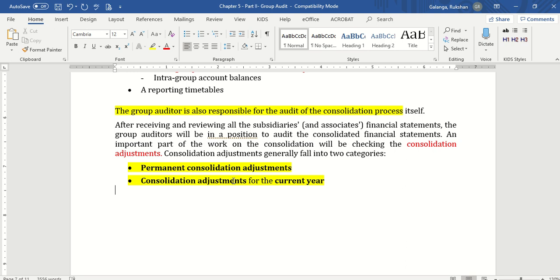Other than that, the second part says consolidation adjustments for the current year. What are the consolidation adjustments that they post in the current year?